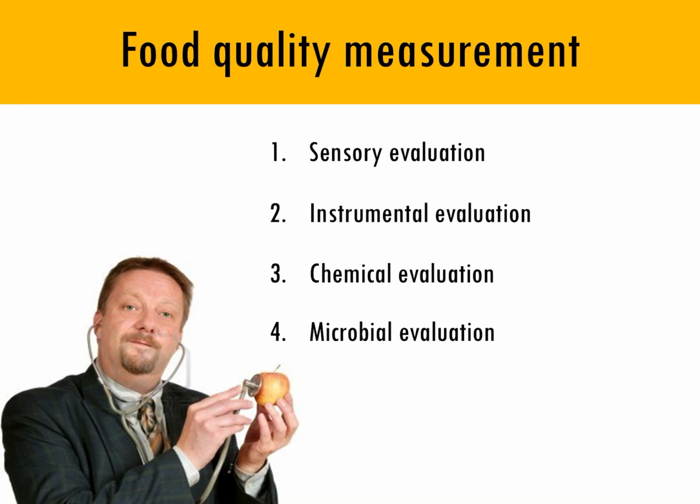To measure food quality, it can be divided into four different evaluations. The first one is sensory evaluation. The second one is instrumental evaluation, using equipment to measure quality. The third one is chemical evaluation. And the last one is microbial evaluation.